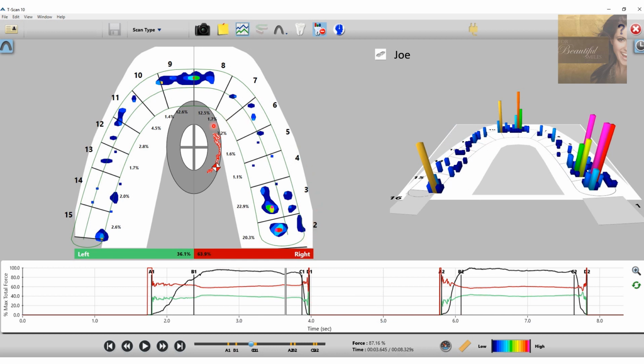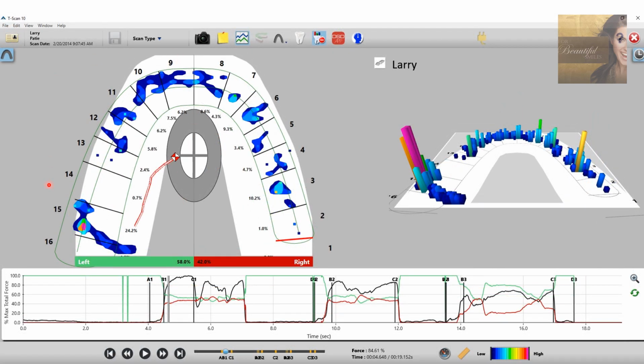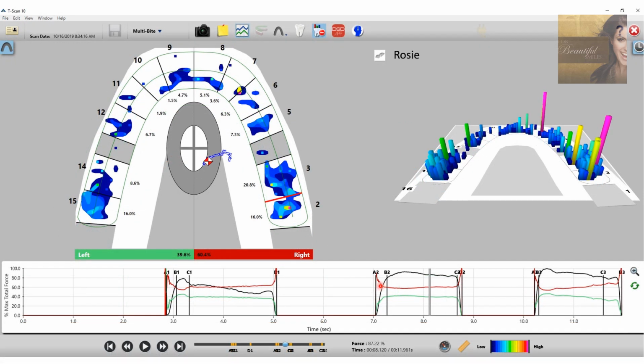Joe, unilateral facial pain on the right-hand side, and he's got 70% of total bite force on the right-hand side. Larry, unilateral facial pain on the left. He's basically 60-40, and if you look at the black line, he can't sustain a clench either. Rosie, unilateral facial pain on the right. So this becomes really, really redundant at this point, and I think I've kind of driven home the point.